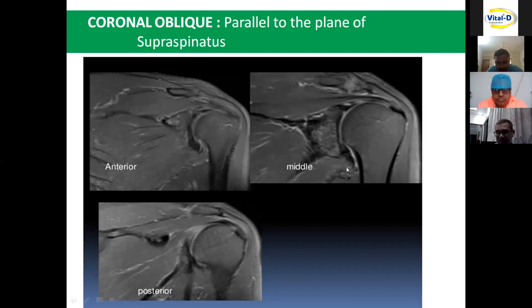this is teres minor. And this coronal oblique cut through the posterior of the shoulder, and you can see the trapezius muscle, this is the spine of the scapula, this is some part of supraspinatus, that is infraspinatus, teres minor. This is not required, this is the medial head of the triceps, you can see.